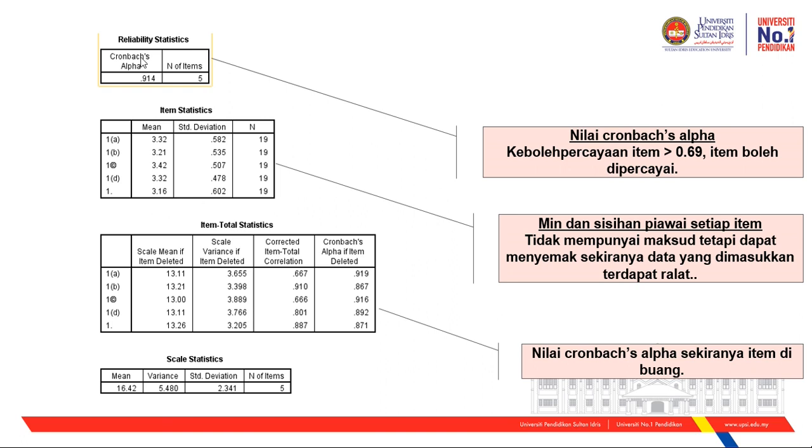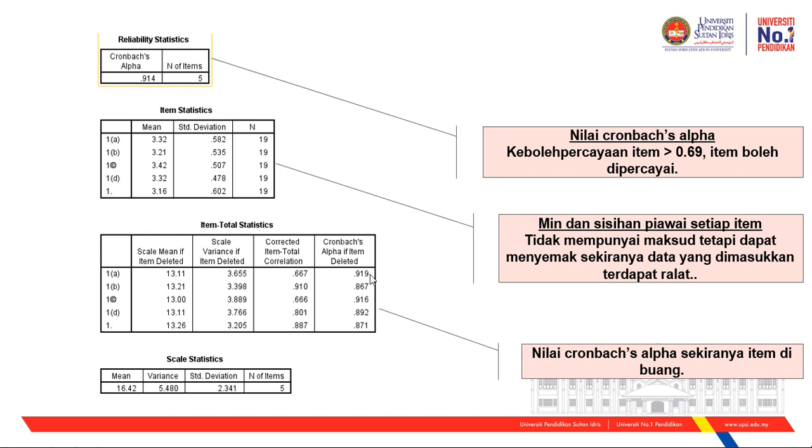Okay. So here overall you see the value of Cronbach alpha is 0.9. So what does 0.9 mean? More than 0.9, obviously the instrument is good enough to be used in the actual study. Alright.